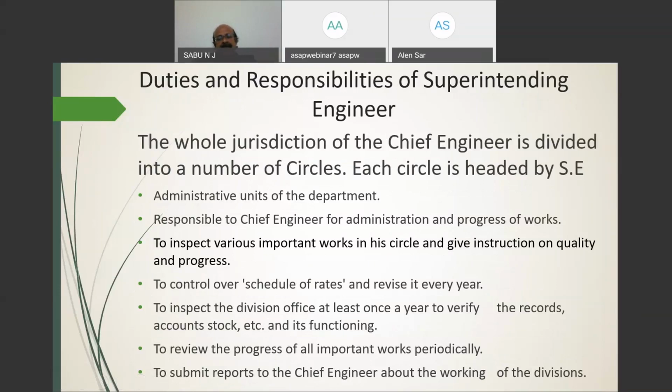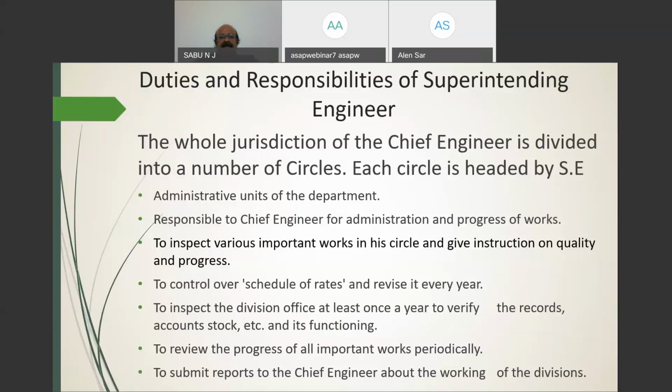the second, that means the superintending engineer. The superintending engineer is the head of each circle. Superintending engineers are appointed to help the chief engineer, because the overall coordinated effort will be submitted by the chief engineer to the government. So, for administrative sake, the entire jurisdiction is divided into a number of circles. You have already looked at the organizational chart.